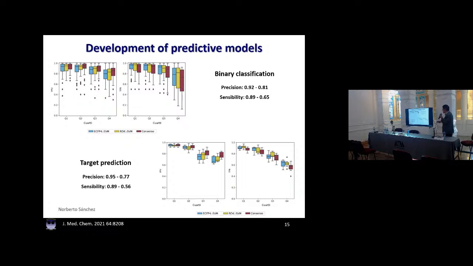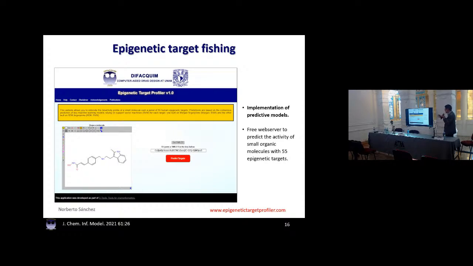The next step was to implement these models into a web server so that everybody can use them, even non-experts. So again, Norberto Sanchez, as part of his PhD thesis, developed this web server, Epigenetic Target Profiler. It's an open web server that can be accessed at this address. For an input compound of interest, the user can just draw the chemical structure directly or input the SMILES string. If the user just inputs the chemical structure, the server will rapidly obtain the SMILES string. And the server will basically predict the epigenetic activity of that small compound against a panel of 55 epigenetic targets.